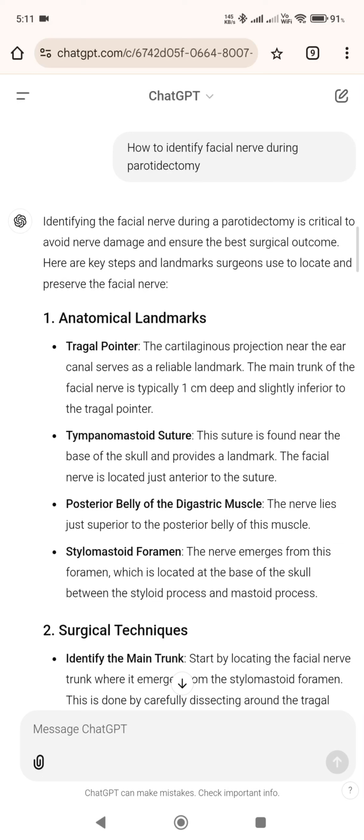Identifying the facial nerve during a parotidectomy is critical to avoid nerve damage and ensure the best surgical outcome. Here are key steps and landmarks surgeons use to locate and preserve the facial nerve.